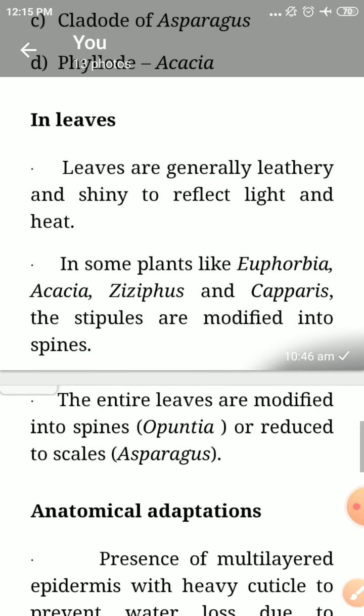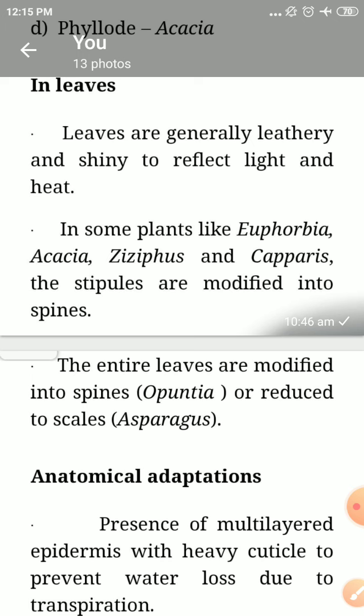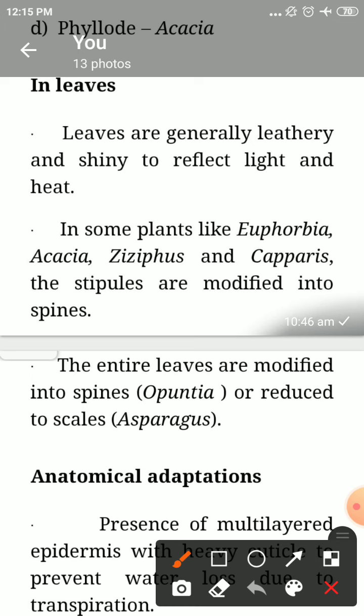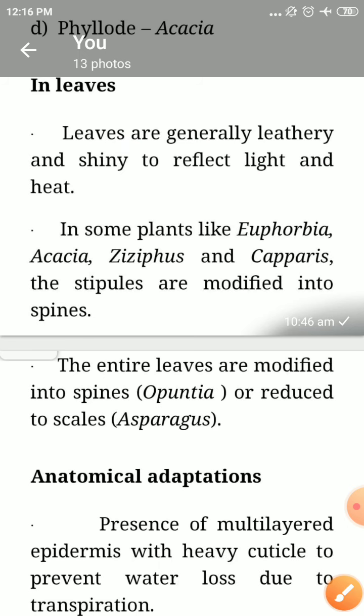morphological adaptations in the leaves: how the leaves of these xerophytes are. The leaves of xerophytes are usually leathery. They are very thick and skin-like. Many times they are shiny to reflect the light and the heat. So this is a morphological adaptation in the leaves. Leaves are very tough, very thick, mucilaginous, and covered with wax.